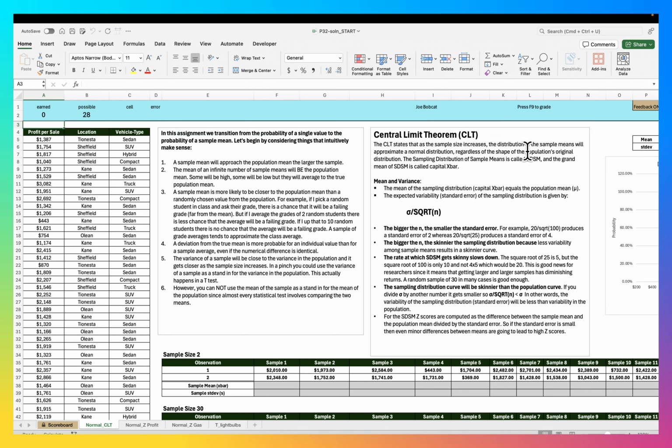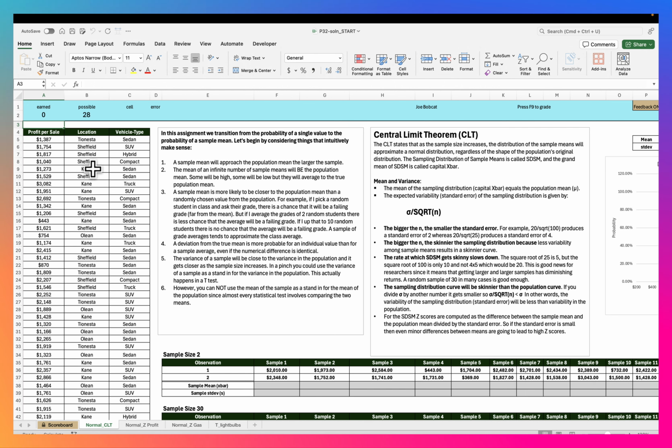Well, hello everyone, and welcome to Prep 3.2. So in this prep, we're going to look at the central limit theorem and its importance to pretty much the rest of the class. But before we begin, we're going to do a little exercise.